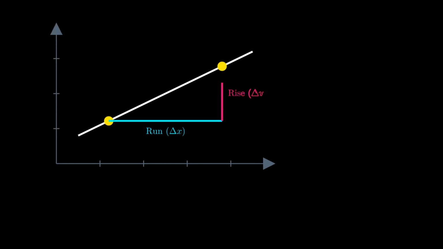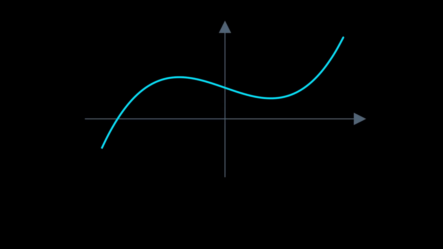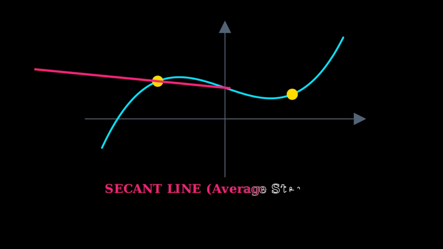To understand this visually, let's look at the concept of slope. For a straight line, slope is simple: rise over run, or the change in y divided by the change in x. If we pick two far apart points on a curve and connect them with a straight line, we get what is called a secant line. This only tells us the average steepness between those two points.